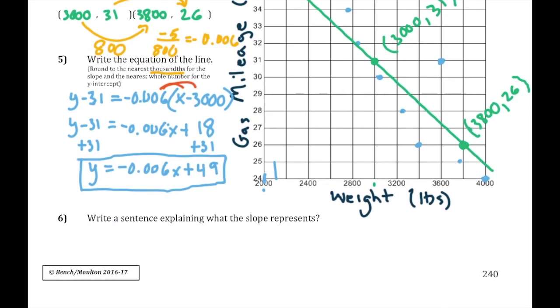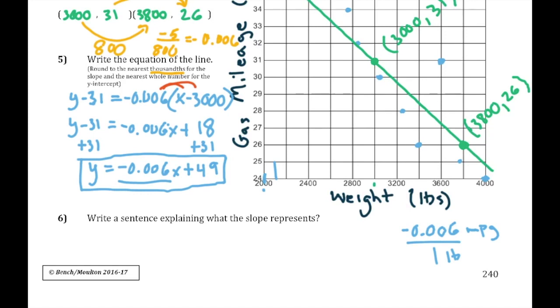Now, we do want to write a sentence in number 6 explaining what the slope represents. And thinking about our slope, we have to consider a couple things. The slope is this number right here. And we have to consider that this is a ratio. It's this negative 0.006 over 1. And if we use units, that's going to be miles per gallon over pound.